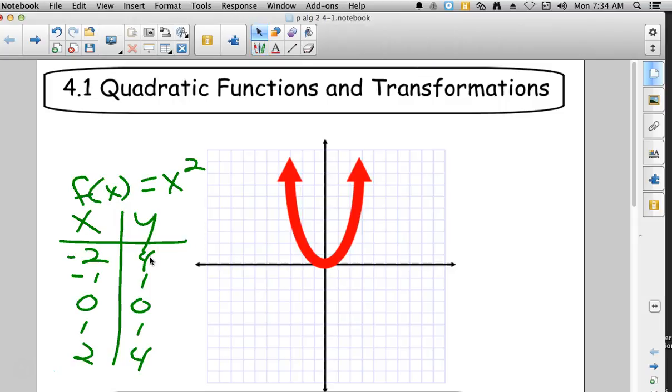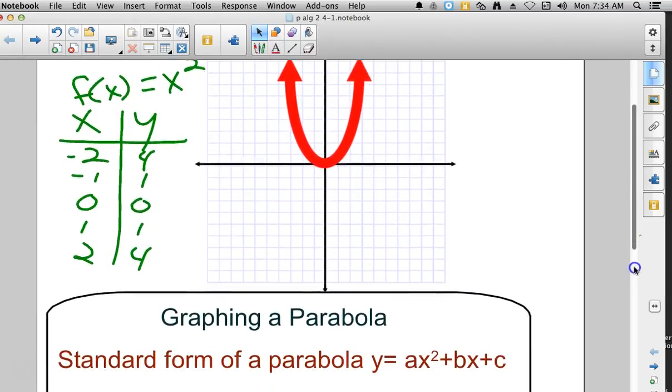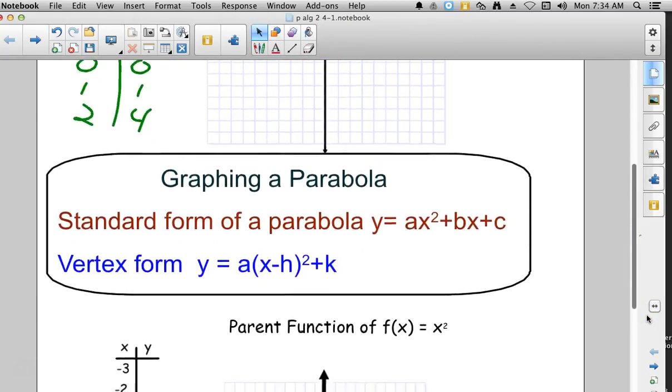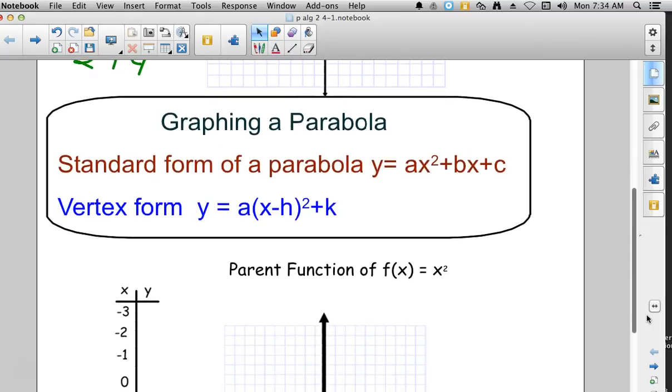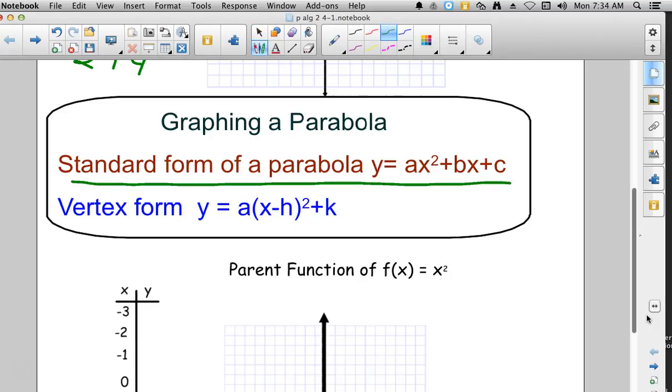So our parent function shows us that we are talking about parabolas. When we're graphing a parabola, there are two different forms we're going to see. We're going to see the standard form of a parabola, which means everything's already been multiplied out, and we see our ax squared plus bx plus c. Hopefully when you think about the a, b, and c, you think back to the quadratic formula. That's where those a's, b's, and c's come into play, when we're trying to solve the standard form of a parabola. But if we want to graph it, we have to think about it a little differently.